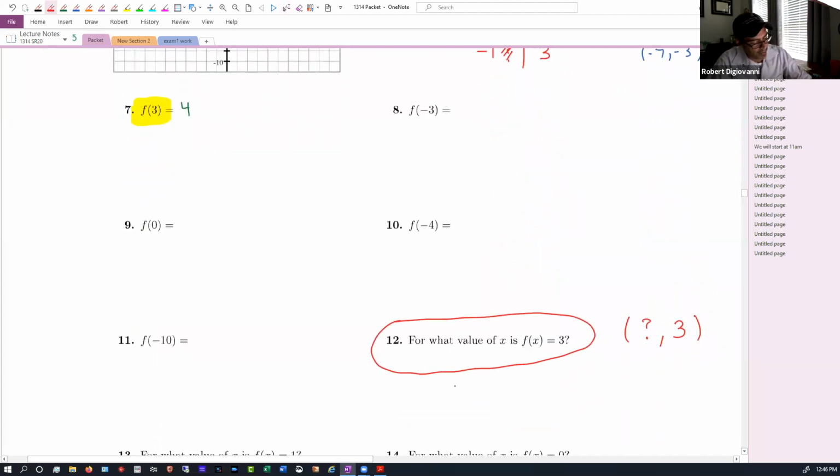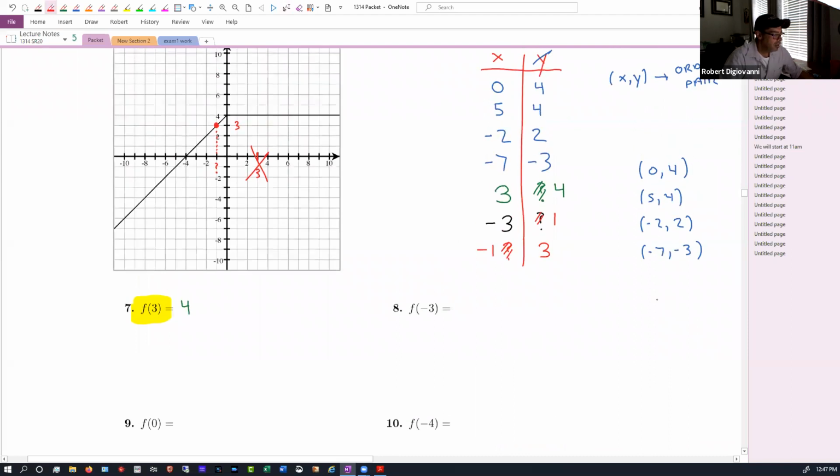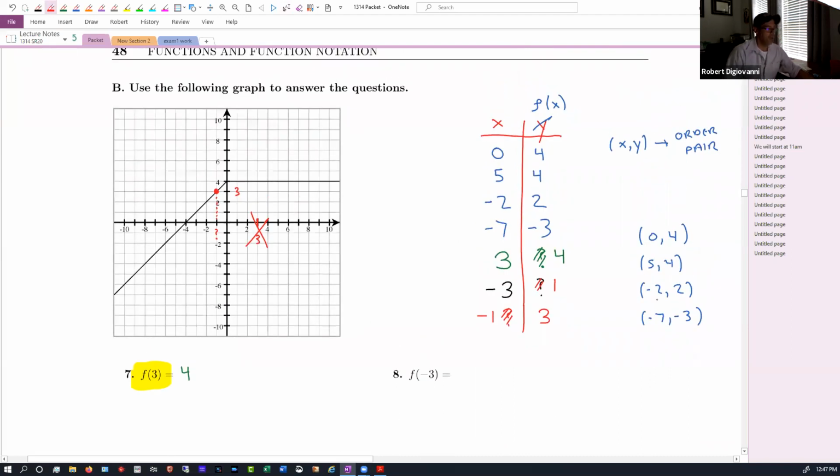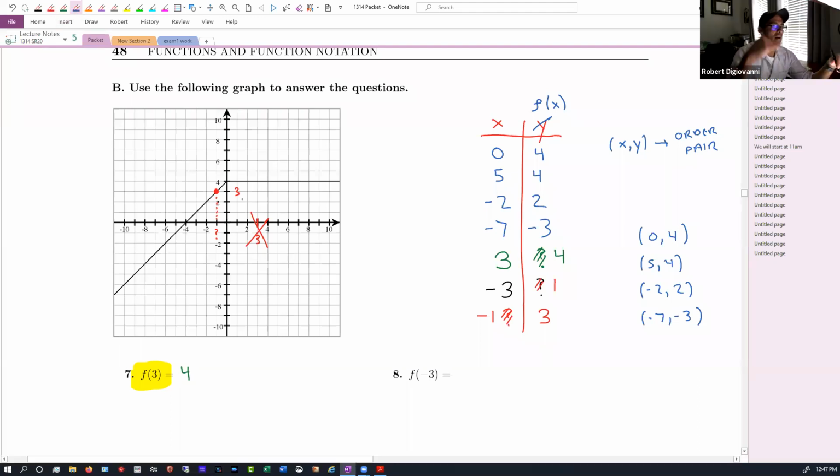It would be for what x value is the function equal to 3? We would put -1. Let's do one more of those. Let's do number 14. So for what value of x is f of x equal to 0? So we're asking ourselves what x value gives us an output of 0. All right, can somebody see it? -4. -4, good.